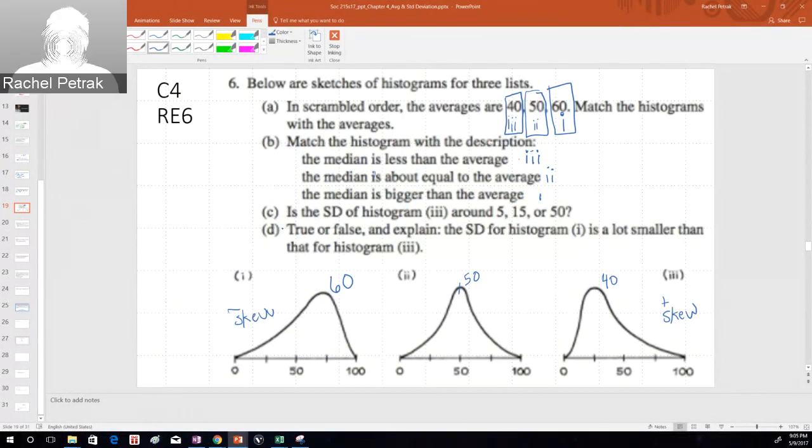Now, is the standard deviation of histogram 3 around 5, 15, or 50? All right, well, again, we're just trying to use some logic about these to come to these answers. So we'll look at histogram 3. Could the standard deviation be 50? No, because that's a huge standard deviation, and we couldn't possibly get 6 standard deviations of the size of 50 in this data set here, right? If the standard deviation was 5, that seems like it'd be awfully small, because 5 times 6 would be 30, and the scores clearly have a range bigger than 30 points.